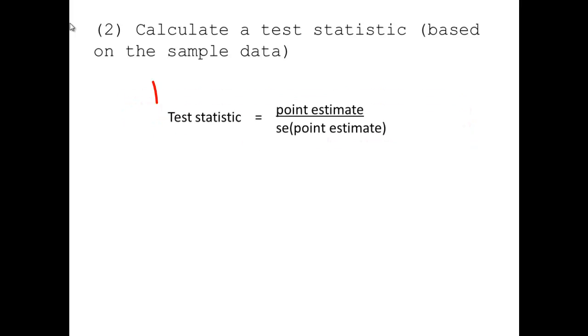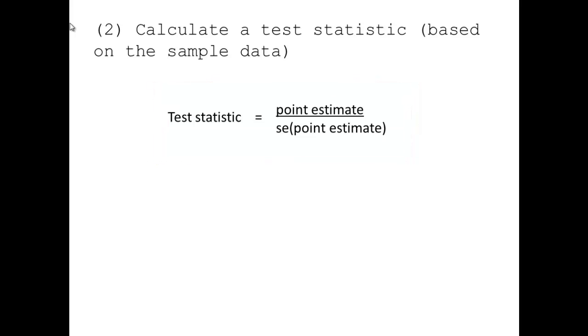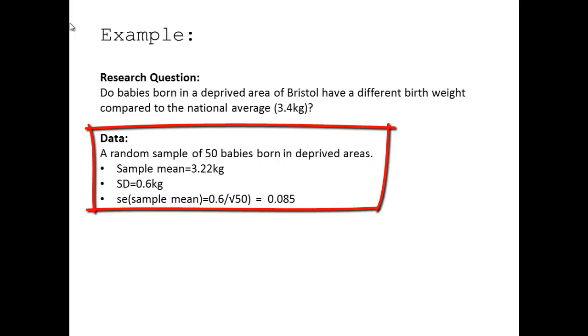Now this is a general form for a test statistic. It is the point estimate divided by the standard error of the point estimate. So let's go back to the example. Our research question was, do babies born in the deprived area of Bristol have a different birth weight compared to the national average of 3.4 kilograms? So we collect some data from a random sample of 50 babies born in deprived areas, and we work out the sample mean, that's 3.22 kilograms.